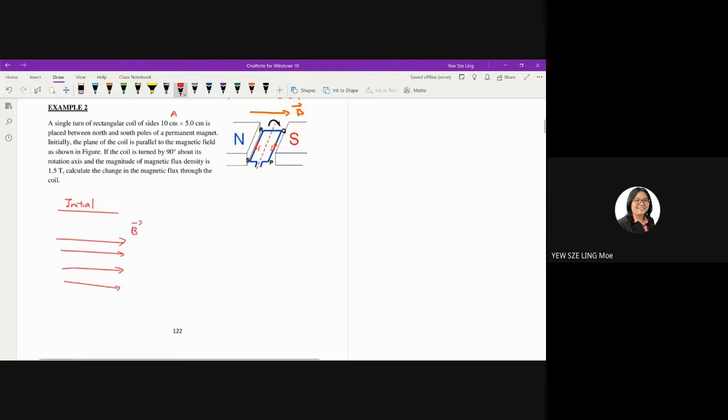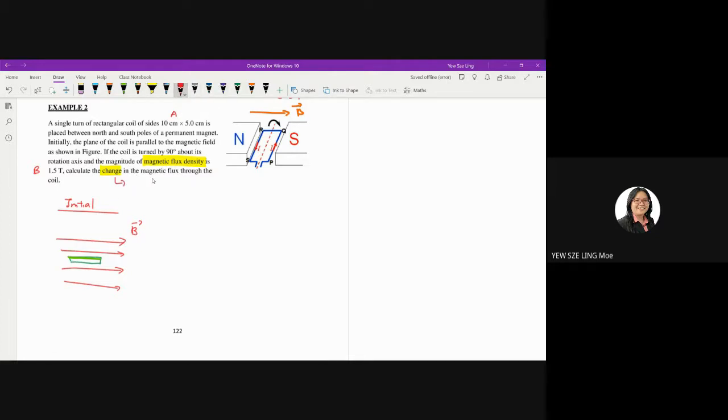According to the question, the plane is parallel to the field. That is what happened. So this is the plane, and the plane is parallel to the magnetic field. Then the coil turns by 90 degrees about its rotation axis, and the magnitude of the magnetic flux density, which represents B, is 1.5 Tesla. Calculate the change in the magnetic flux through the coil.